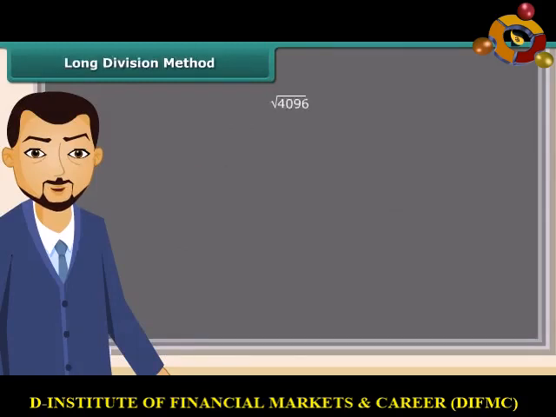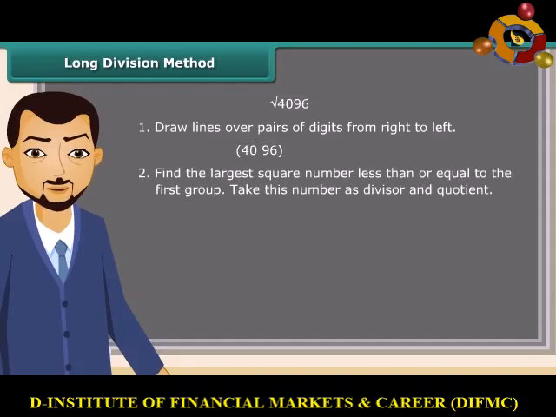For large numbers, the prime factorization method of finding square root becomes difficult. So we use the long division method. Let us look at the steps. First of all, draw lines over pairs of digits from right to left. Next, find the largest square number less than or equal to the first group, that is 40. Since 36 is less than 40, we take 6 as the divisor and 6 as the quotient. Now subtract 36 from 39.